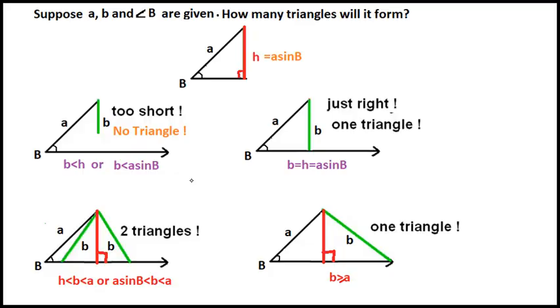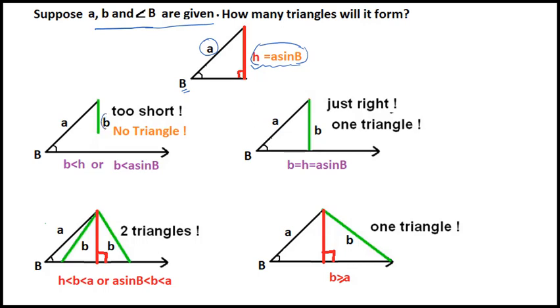The following diagrams show that when you are given SSA, how many triangles will be formed. Suppose side a, side b, and angle B are given. First of all, we will figure out this h when we form a right triangle by using this a and angle B. Using SOHCAHTOA, we know h equals a times sine B.